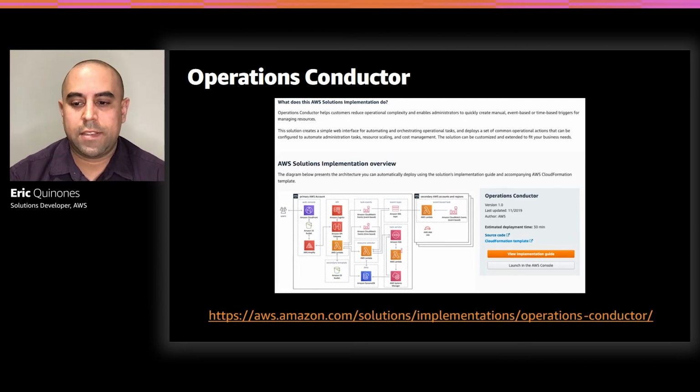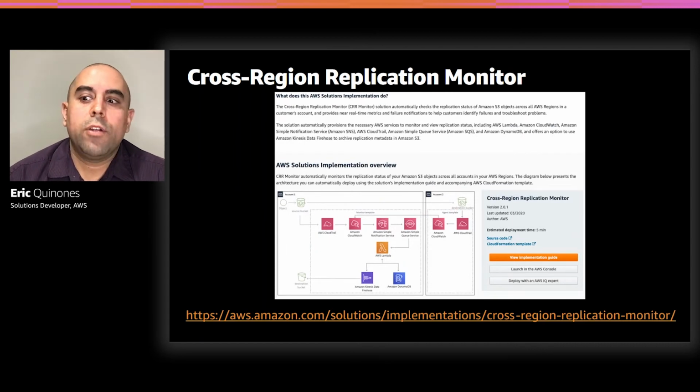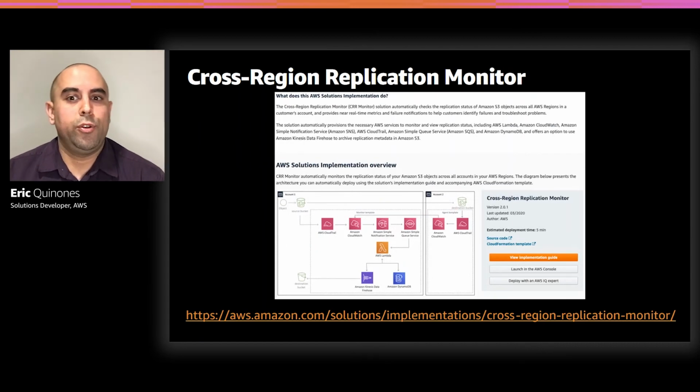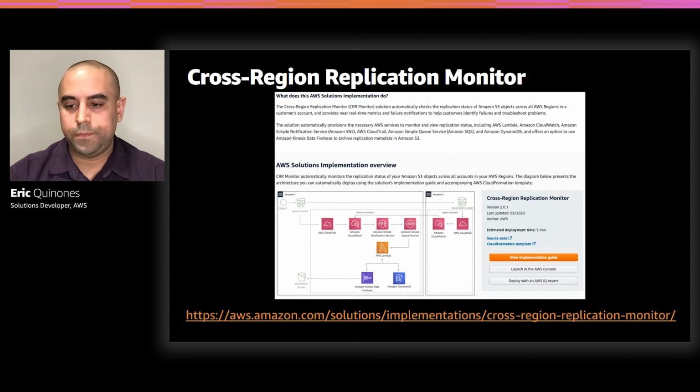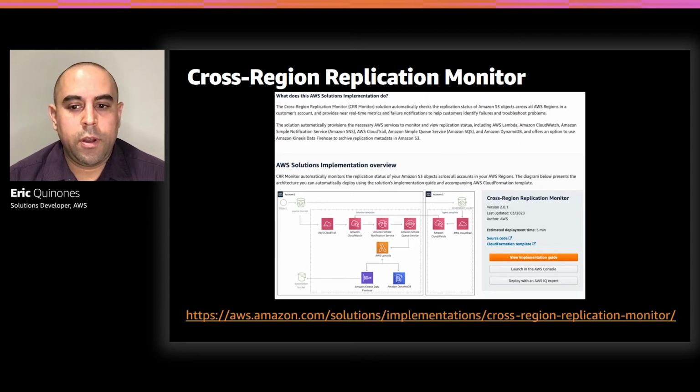The second is cross-region replication monitor. Since we're going to be talking about cross-region replication in the reference architecture, I wanted to also mention this solution. It allows us to automatically check the replication status of objects and provide near real-time metrics and failure notifications on those replications. So let's move into talking about the reference architecture.